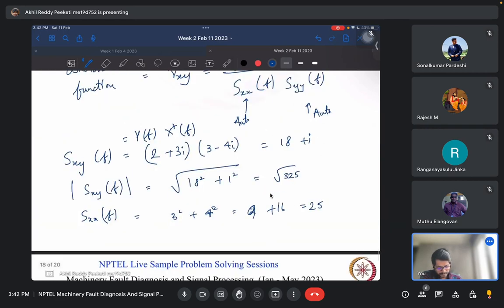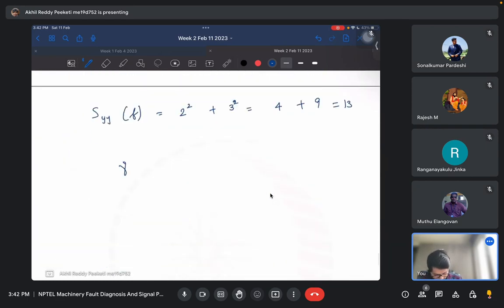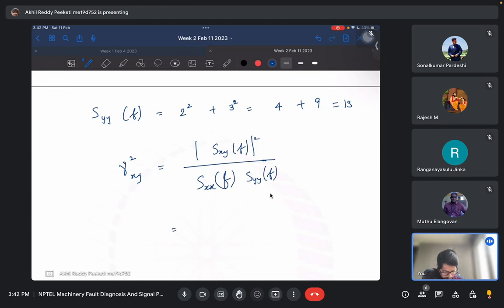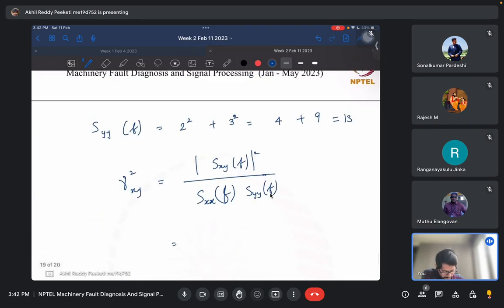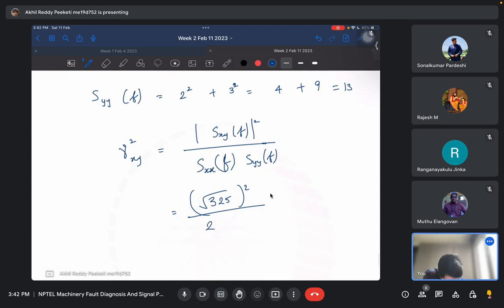So now the coherence function in terms of cross power and the auto powers. The cross power squared is 325 by 25 into 13.